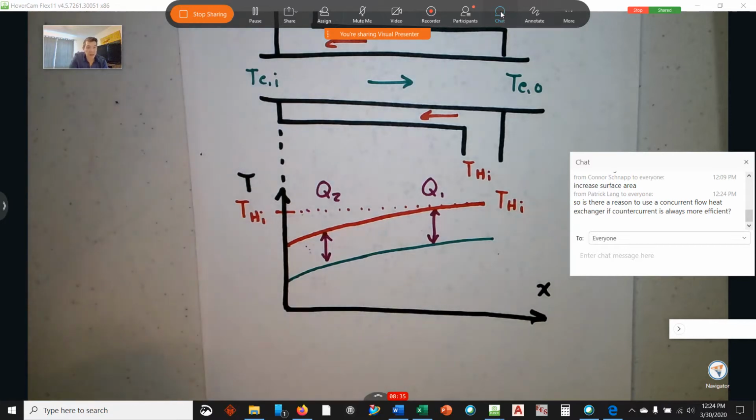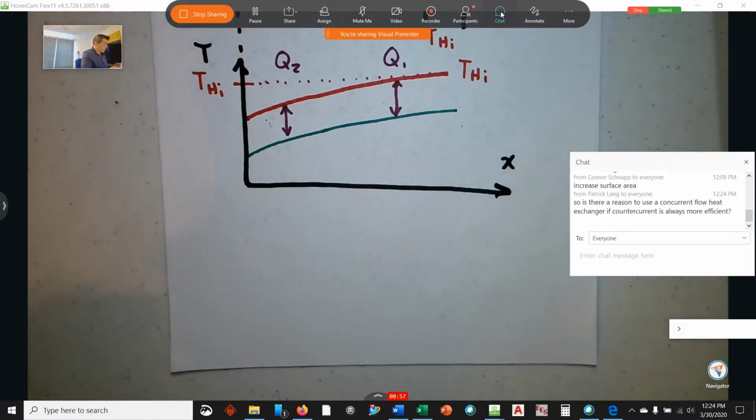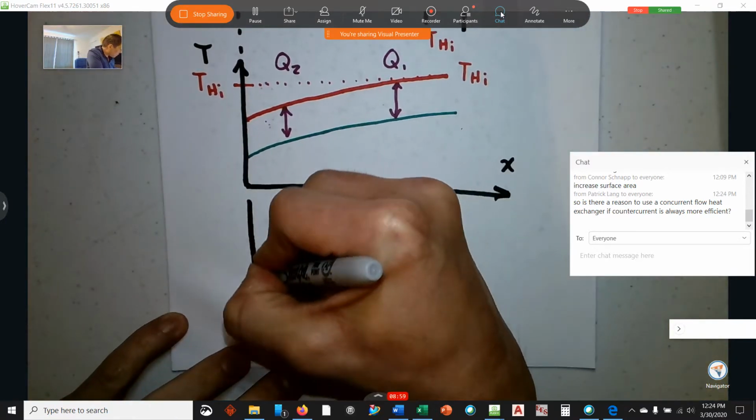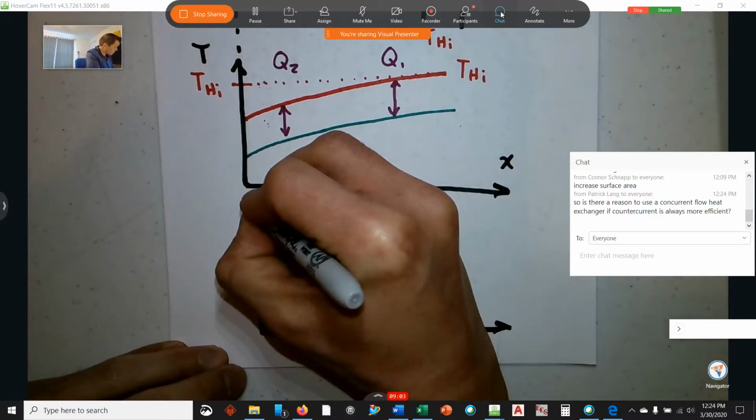Is there a reason to use a concurrent flow heat exchanger if the countercurrent is always more efficient? And I would say we are going to look at a case where it won't matter. And that's a case where we have a constant temperature on one side of this system. So the last case to consider would be, what if, and that's a great question, because it segues very nicely.